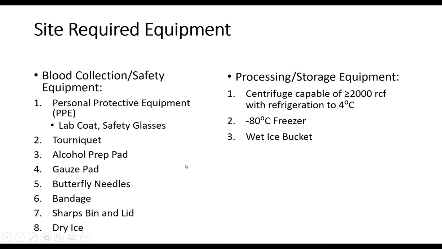So there is some equipment that we require that the sites already have on hand. The standard PPE, you need to have your own needles, a sharps bin, dry ice will need to be provided by the sites, and then a centrifuge that can spin at 2000 RCF and be refrigerated at 4 degrees. We will also need to store the samples in a -80 freezer until they are shipped. And at one part of the processing, the samples will be placed on wet ice.